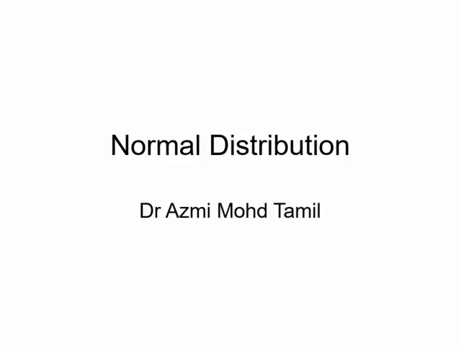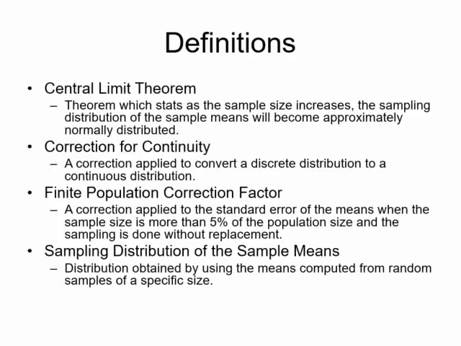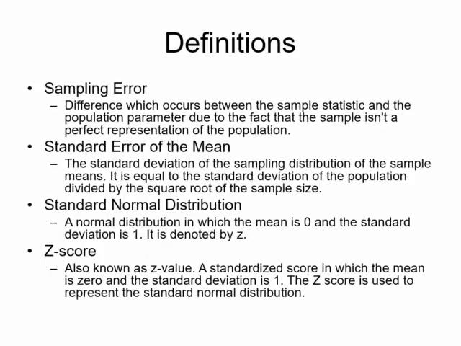Inside your notes, I think you see that we have a lot of big words there. Among the big words are central limit theorem, correction for continuity, finite population correction factor, sampling distribution of sample means. I'm not going to cover it now. We're going to cover it later at the end of the lecture. So you don't worry about this. So there's also sampling error, standard error of mean, standard normal distribution, and z-score.